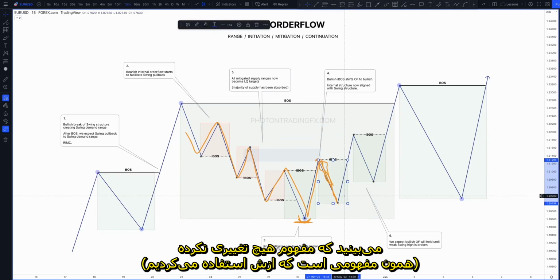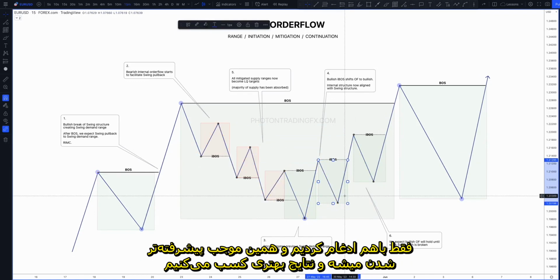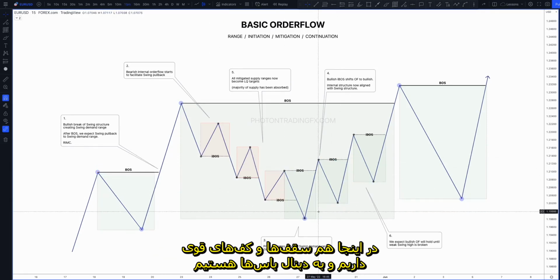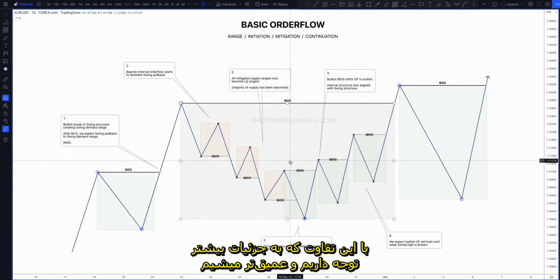So again, it's all the same concepts we've been using the whole time. Nothing has changed. We're just packaging them together in a more cohesive, advanced way. It's the exact same thing. Strong highs and strong lows. Looking for breaks of structure, but we're just detailing into it and diving into it a little bit deeper, right?